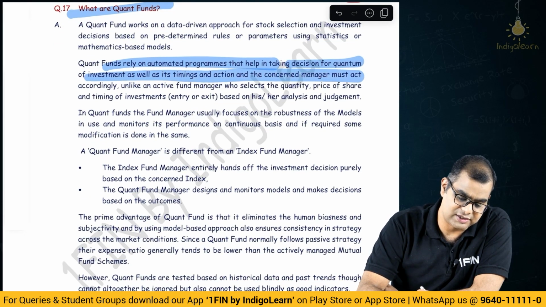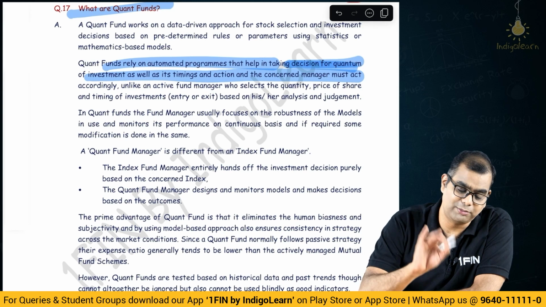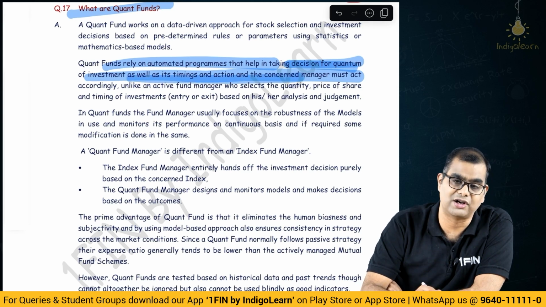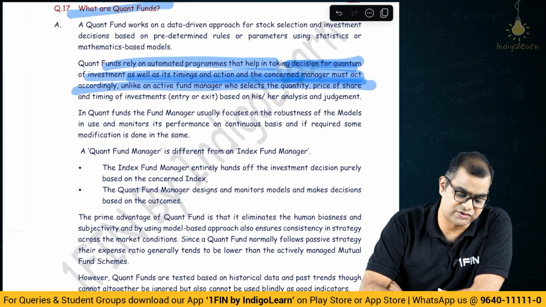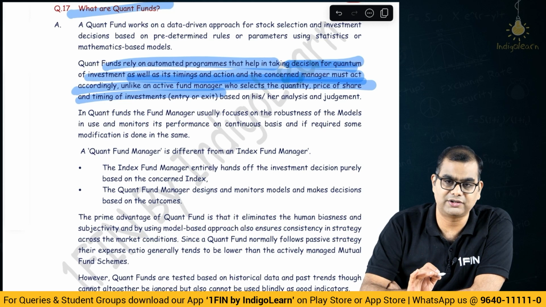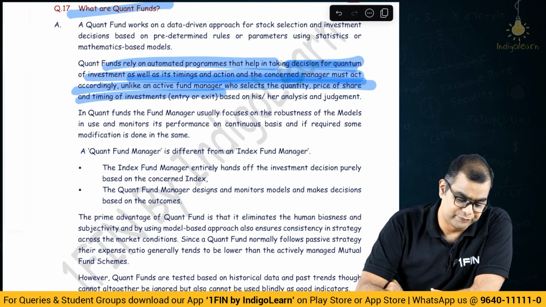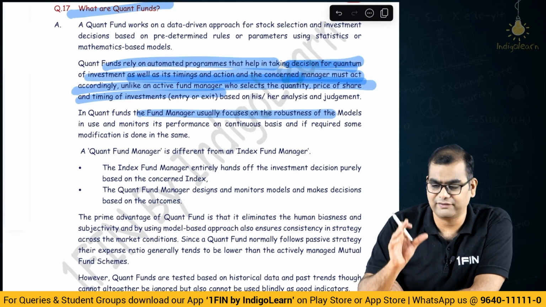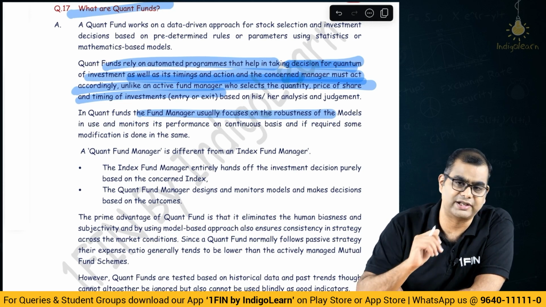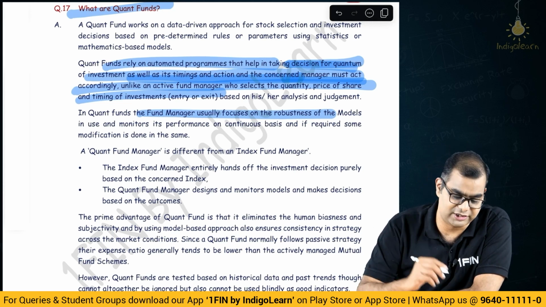Everything, from the quantum of investment to its timing and action, is decided by the program, and the concerned manager must only act accordingly, unlike an active manager who selects the quantity, price of share and timing of investment. So, in a quant fund, the program decides. In quant funds, the manager focuses on the robustness of the model. The manager is more focused on whether the model is correct, whether the model is tested enough, what happens to the model in unforeseen scenarios, and so on and so forth.